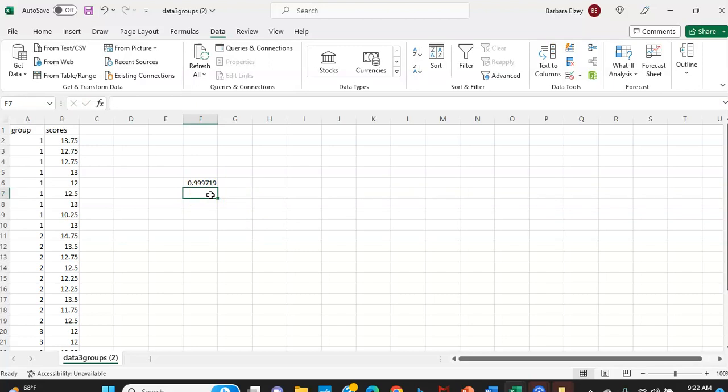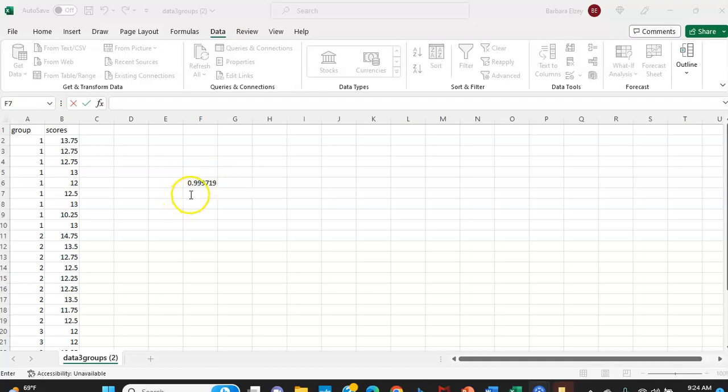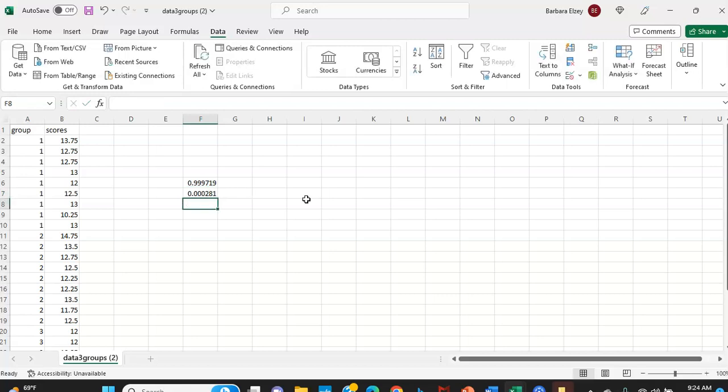Now, this is always a right-tailed distribution. So since it's right-tailed, after we've done our p-value, we are going to go ahead and subtract it from 1 to get the actual p-value, or the left-tailed distribution. And that would be our answer.